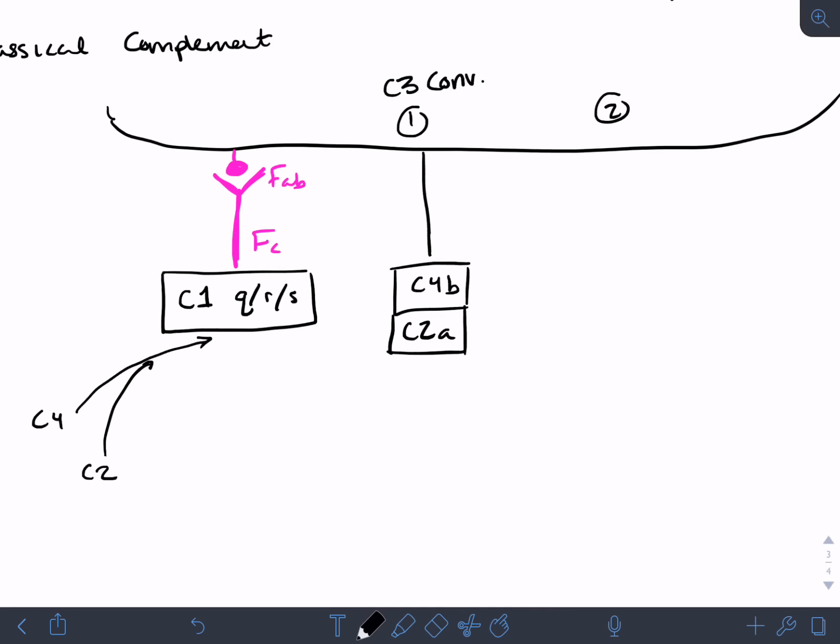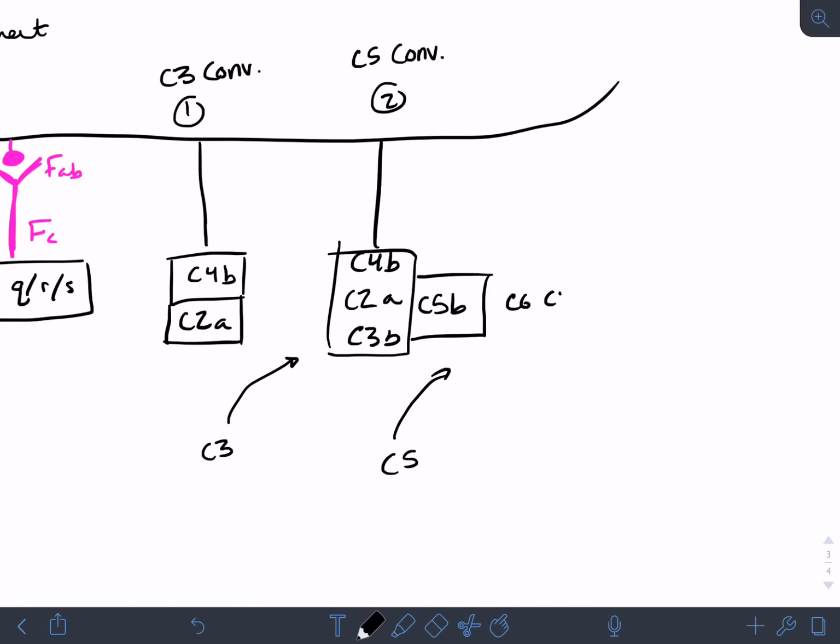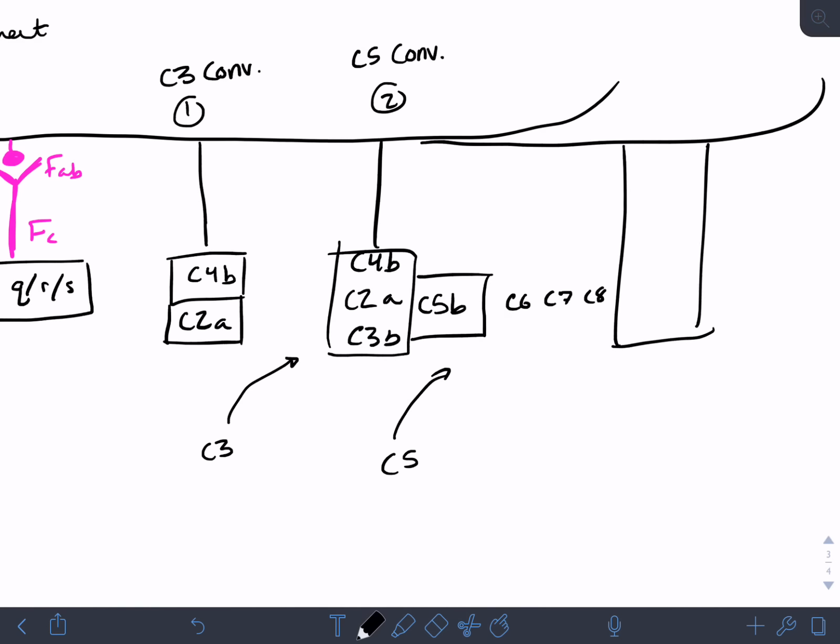C3 convertase, okay? So now it's going to bring in C3, and you have C4b, C2a, C3b. And this is called C5 convertase. And then over here it's going to bring in C5, and then essentially you have C5b here, and then very quickly you're going to bring in C6, C7, C8, and then your MAC complex, which is C9. This is your MAC complex. And that's going to cause lysis, okay?